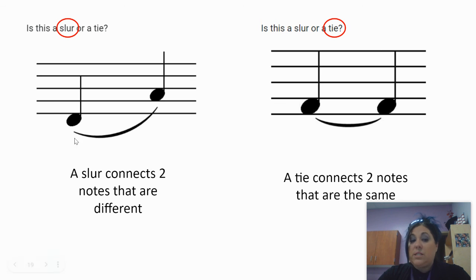What we would normally see more often is this one that connects 2 notes that are different. This is a slur. It connects 2 notes that are on different lines or spaces, and it means that we're going to sing or play that smoothly or legato. So instead of singing, what's an example? Jingle all the way. You can hear how I had some space in between those. Now I'm going to make it smooth. Jingle all the way. So that's what that means. Slur means we are making it smooth.